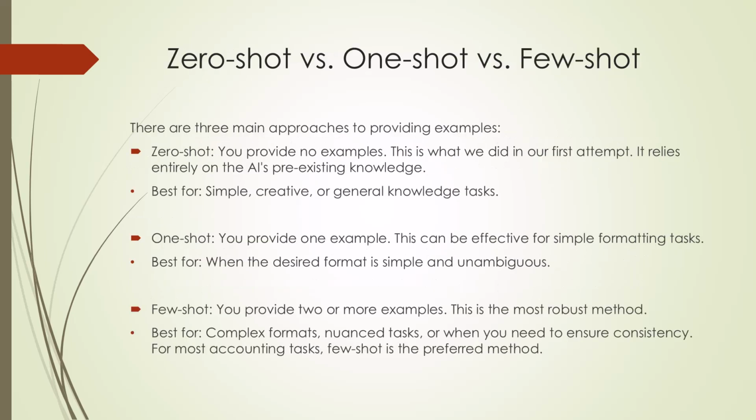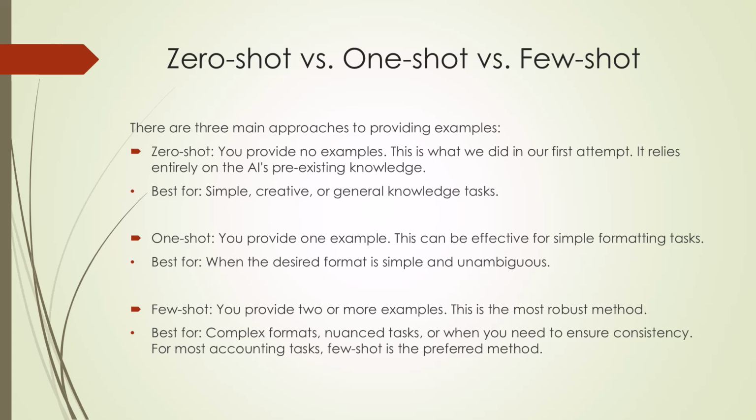There are three main approaches to providing examples in your prompts. The first is zero-shot, where you provide no examples at all. This is what we did in our first attempt, and it relies entirely on the AI's pre-existing knowledge. This is best for simple or creative tasks. The second is one-shot, where you provide a single example. This can be very effective for simple formatting tasks where the desired output is unambiguous.